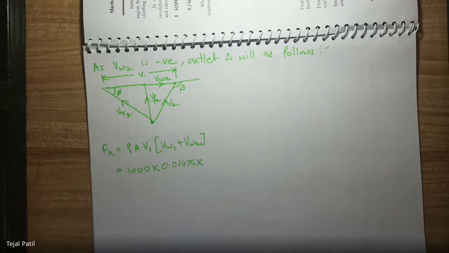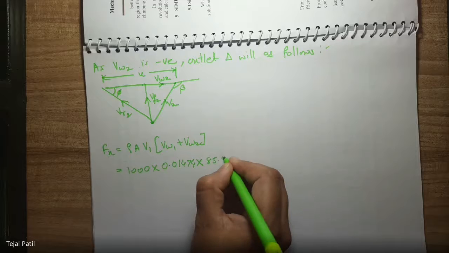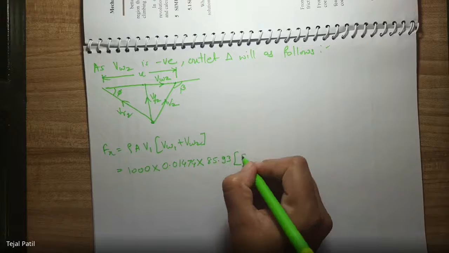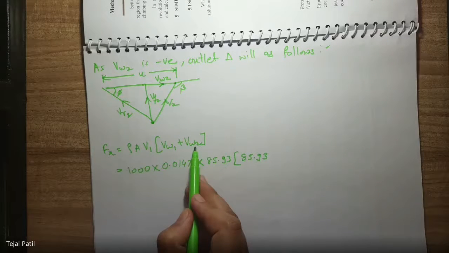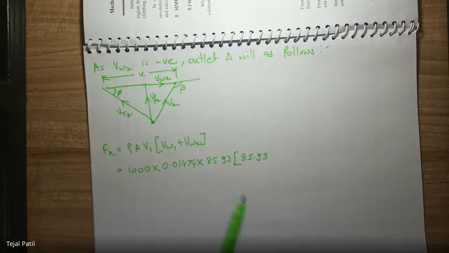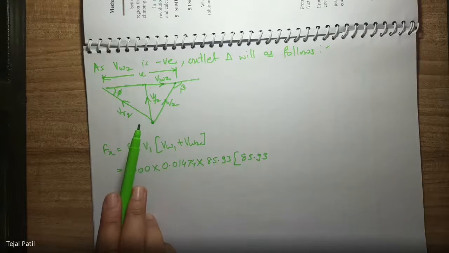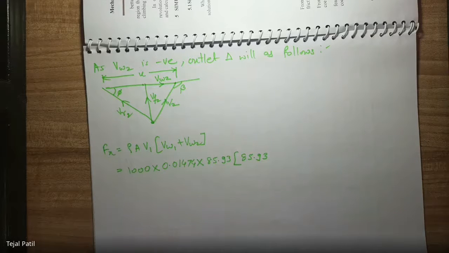How much V1 did you get? 85.93. VW1 is also 85.93. And VW2, as I said, this triangle is just to understand what is going to happen in that velocity triangle. But here you are supposed to take the value as it is which you have got when you solved it, that means with the negative sign.